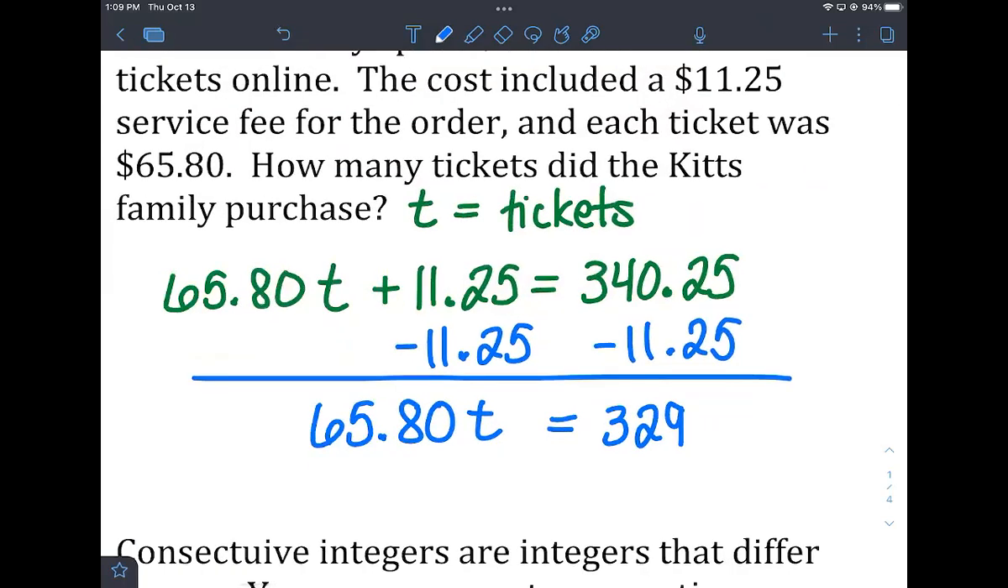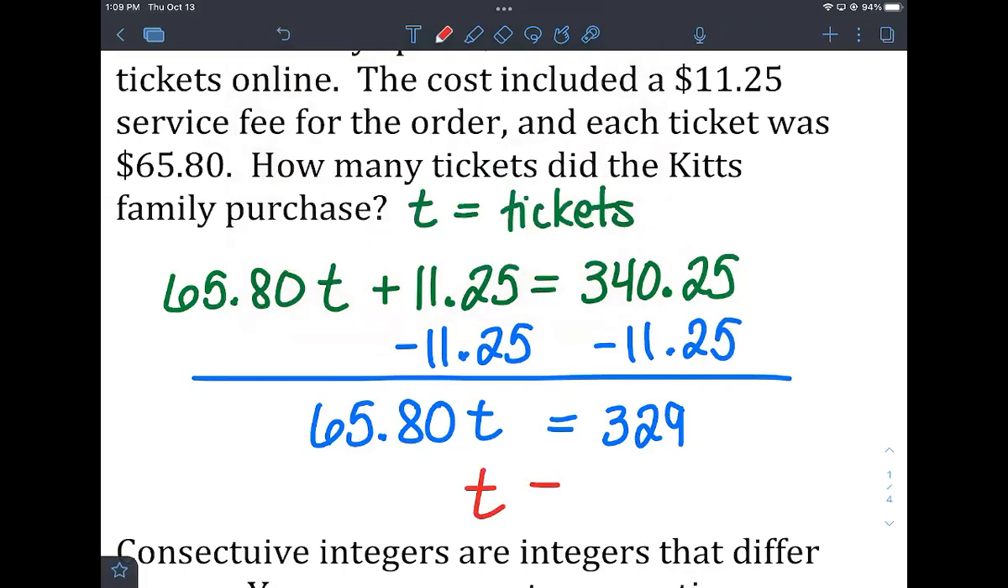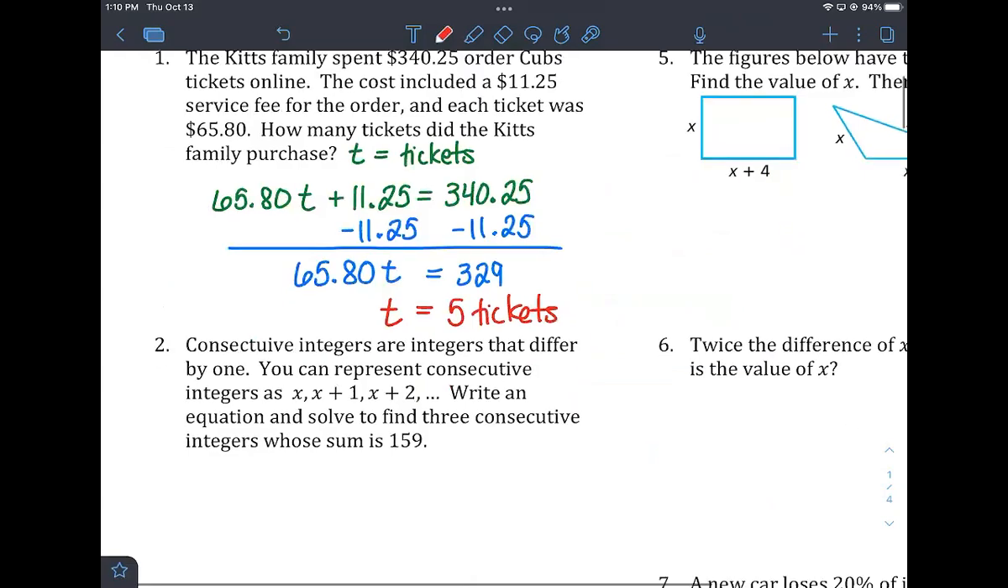Now to find out what T is, Lila. All right, and I'll trust that you guys know we're dividing. I won't write down that we're dividing by that because we said we were. Lila, what is 329 divided by 65.8? 5 what? 5 tickets. Yeah, that's why I like using variables that represent what I'm actually finding. So I do have to label my answer for all the story problems. Okay, number one, complete. Number two.